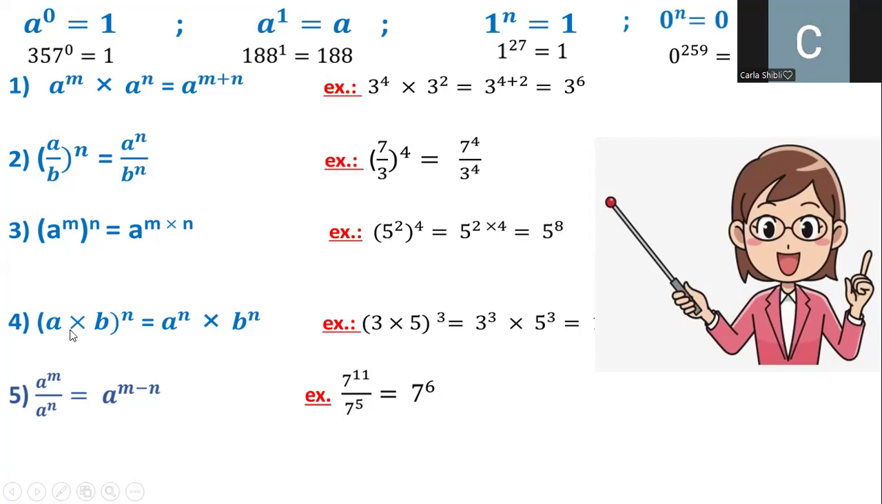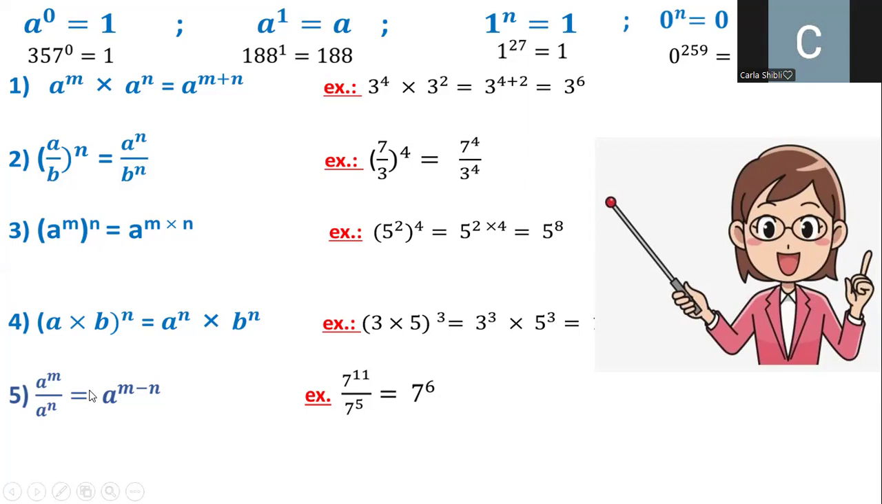Rule number four. Here I am multiplying two numbers having the same exponent. Also, this exponent can be given to both numbers. So a times b, all of it to the power n, is equal to a to the power n times b to the power n. This only applies in the case of multiplication. We cannot apply it if we have addition or subtraction inside. As an example, 3 times 5, all of it cubed, equals 3 cubed times 5 cubed. Now we multiply. Since we have different bases, same exponent, I can multiply the bases. So it's equal to 15 cubed.